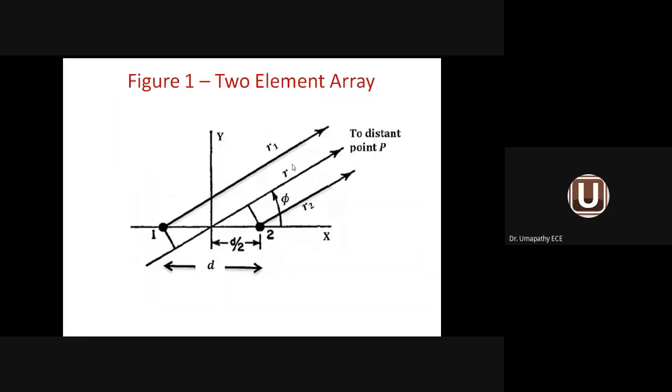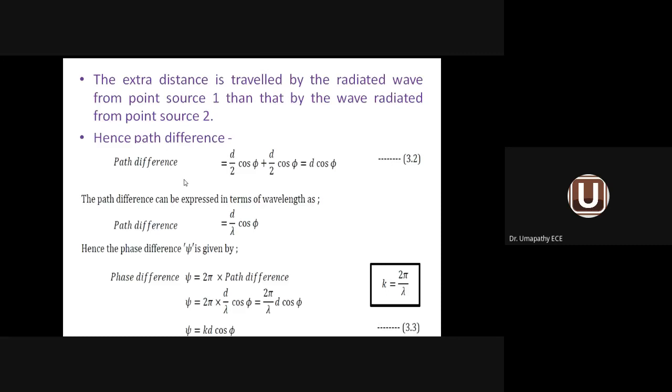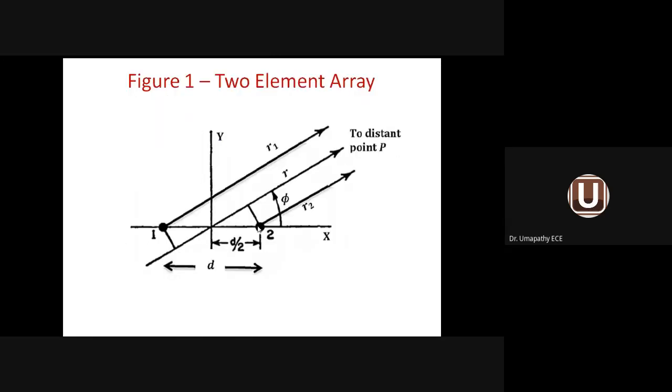The radiation from the second antenna will reach the point P before the radiation from antenna element 1. Now, what is the path difference? An extra distance is traveled by the wave radiated from point source 1 compared with the wave radiated from point source 2. What is the extra distance? This angle is phi, and the distance is d by 2. The extra distance is d by 2 cos phi, by the Pythagoras theorem.